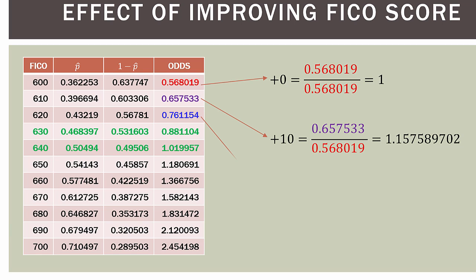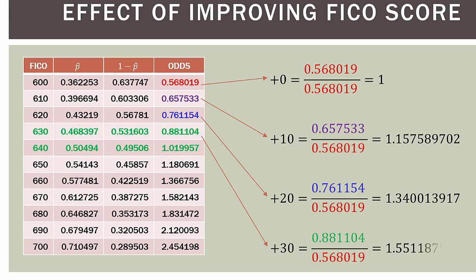So you can see here that you improved your odds by a factor of 1.15 or 1.16 if we round up. What about if you increased your score by 20 points? So same process. Now we have the odds of 620 in the numerator, so 0.761154, divided by our original odds. So we do that computation, and we end up with an odds ratio of 1.340. So here, we've improved our odds by a factor of 1.34, or about 34%. And finally, what if you improved your score by 30 points?